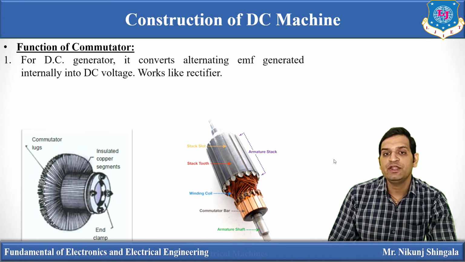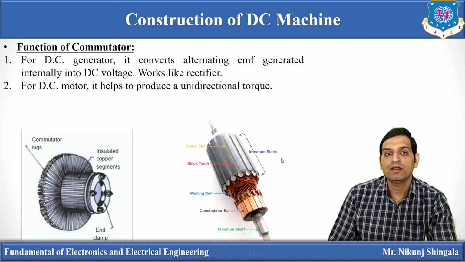For a DC generator, it converts the alternating EMF induced in the armature into DC voltage. So its work is that of a rectifier. For a DC motor, it helps to produce the unidirectional torque. And it is made up of material like copper.